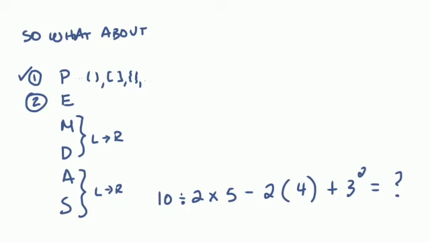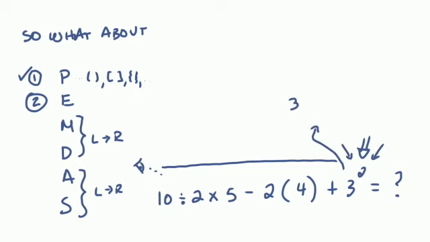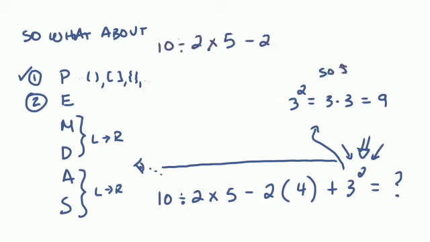Now we move on to 2, exponents. So we scan again the expression, and we realize that we do have an exponent there, the 3 squared. So 3 squared is 3 times 3, which equals 9. So we replace that in the original expression. Now we end up with 10 divided by 2 times 5 minus 2 times 4 plus 9.